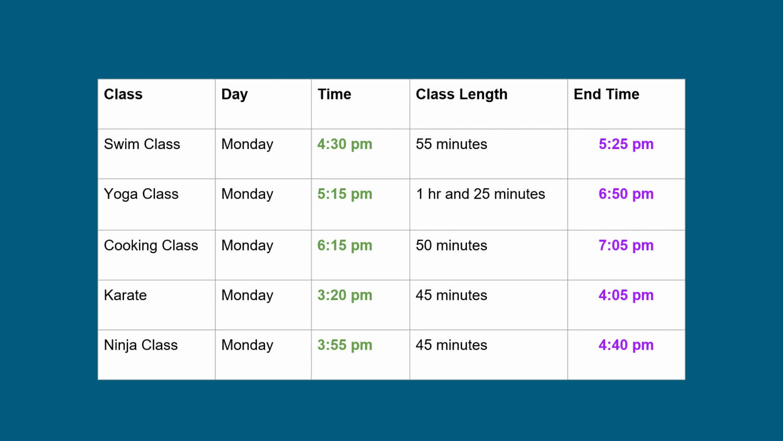Now that we know the start and end time for each of the classes, think about which classes Mason could take that would have no overlap and would give him as many classes as possible. Take some time to write down the possibilities on your paper.